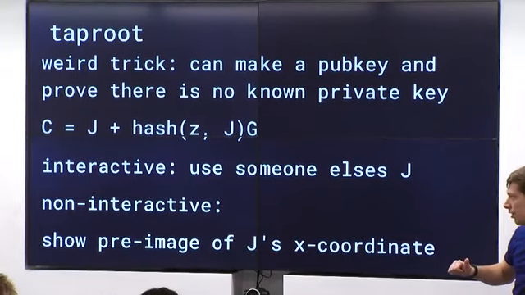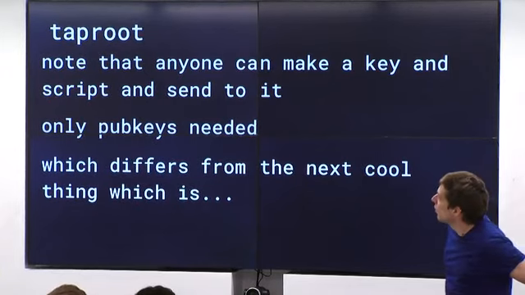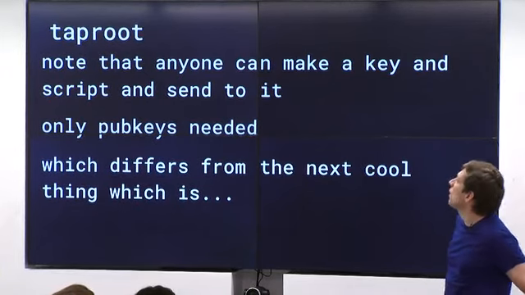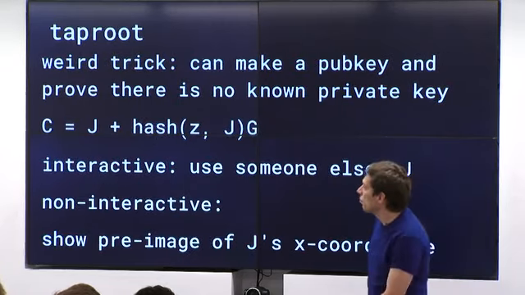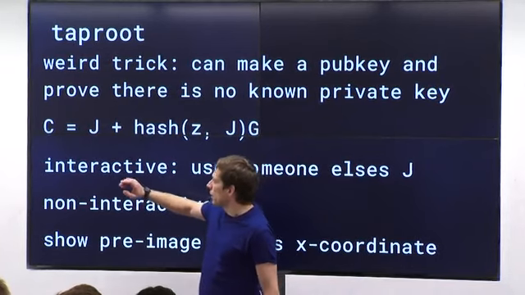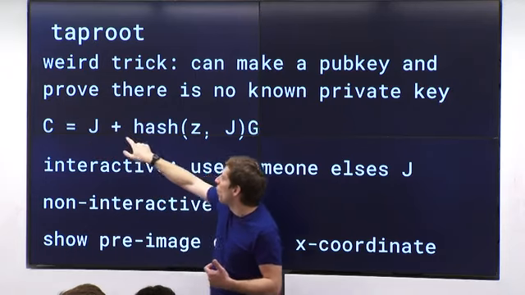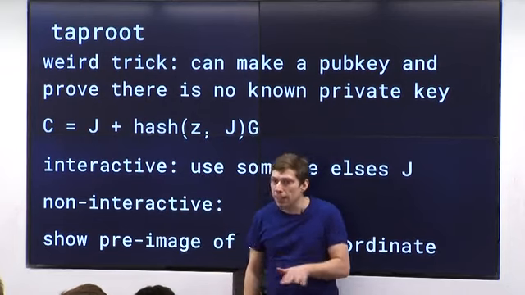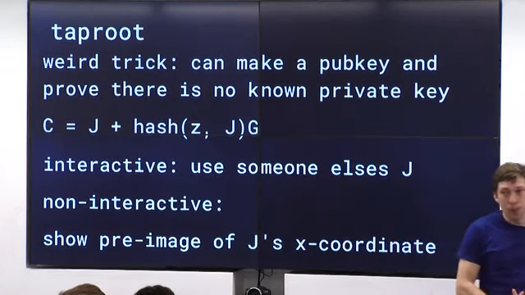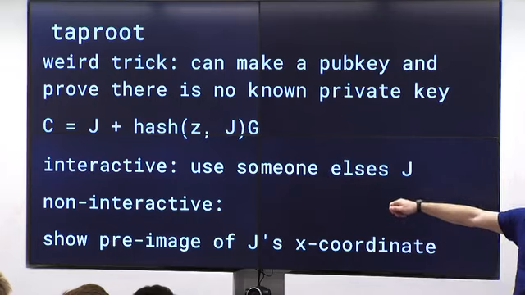Going to the next crazy thing. Gets even crazier. Okay, so little notes about Taproot. Anyone can make a key and script and send to it. Only the pub keys are needed, right? So if I want to send to something that's 3 of 3, Alice, Bob, and Carol added all together, or 2 of the 3 of Alice and Bob and Carol, I don't even have to ask Alice, Bob, and Carol. If I know their public keys, I can just compute all this myself and send money to them, right? And I can compute any construction I want.